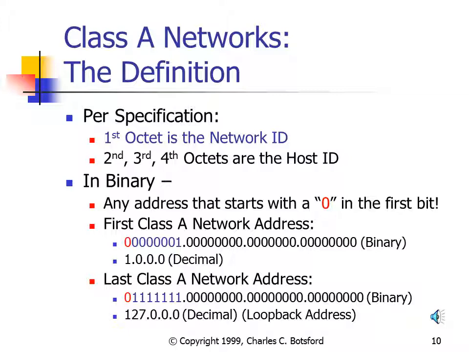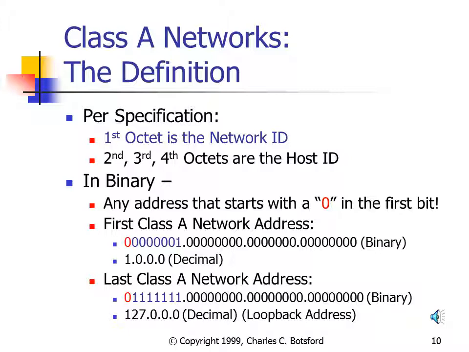Now, the last Class A network address available, again, has to start with a 0 in the first bit of the first octet, but the last one possible would be 0 followed by all 1s in the first octet. If we do a conversion to decimal, we see that that address is 127.0.0.0. We're going to see that that 127 address is a special address called the loopback address. The loopback address is built into every TCP/IP computer for testing and diagnostic purposes.